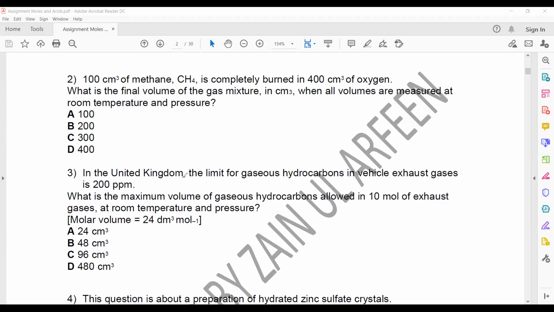In the United Kingdom, the limit of gaseous hydrocarbon in vehicle exhaust gases is 200 ppm. This means a maximum of 200 parts per million of hydrocarbon is allowed to come out from the vehicle. That's the limit. What is the maximum volume of gaseous hydrocarbon allowed in 10 mole of exhaust gas? So we have the formula for the concentration in ppm.